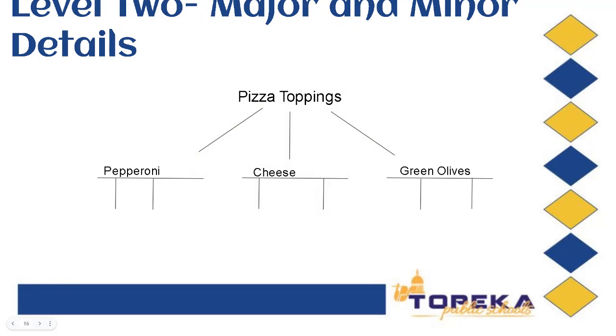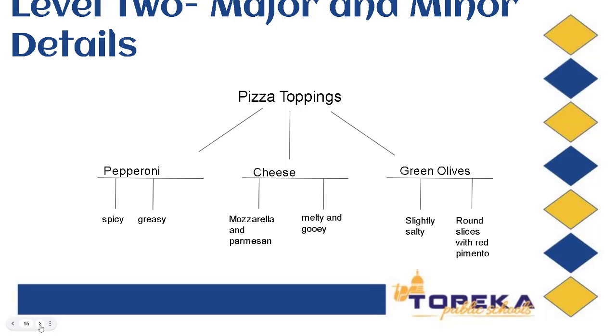So let's look at how this would look with level 2, going back to the example of pizza toppings. So in level 1, we added pepperoni, cheese, and green olives. Now let's move to our minor details. So I have pepperoni. I put my details, spicy and greasy. I put mozzarella and Parmesan and melty and gooey under cheese. And my details for green olives, slightly salty and round slices with red pimento.